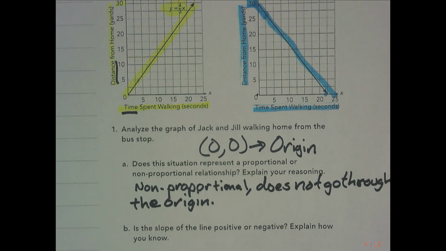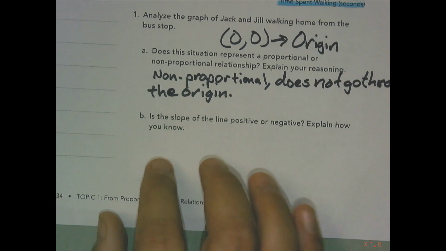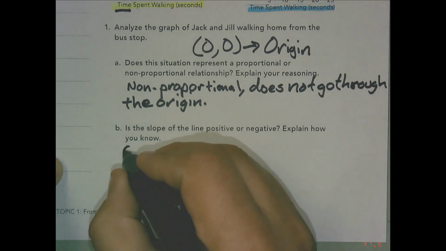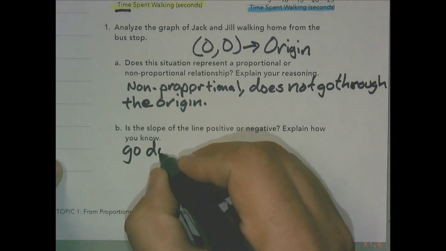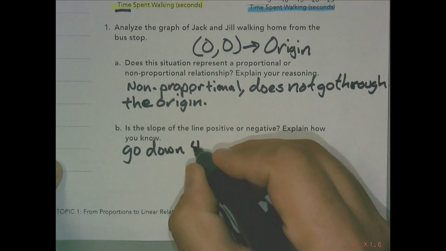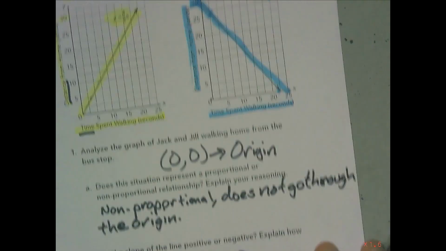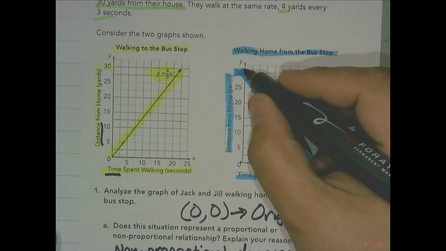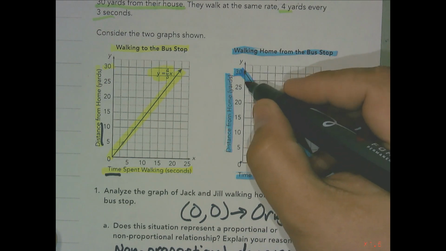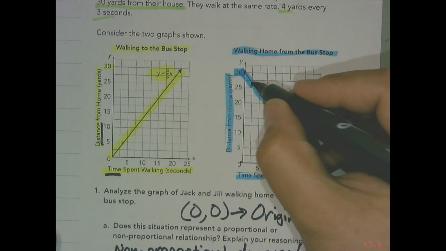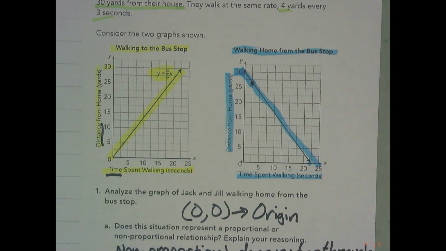So now the next question is, is this line positive or negative? Explain how. Well, it's negative because we're going to go down 4. So write this down. Go down 4 over 3. So when we look at the graph, if I start here, I'm going to go down 4 units, like to 26, and then over about 3. So I'm going to go down and over 3, down, over 3, and that's how you form the graph.